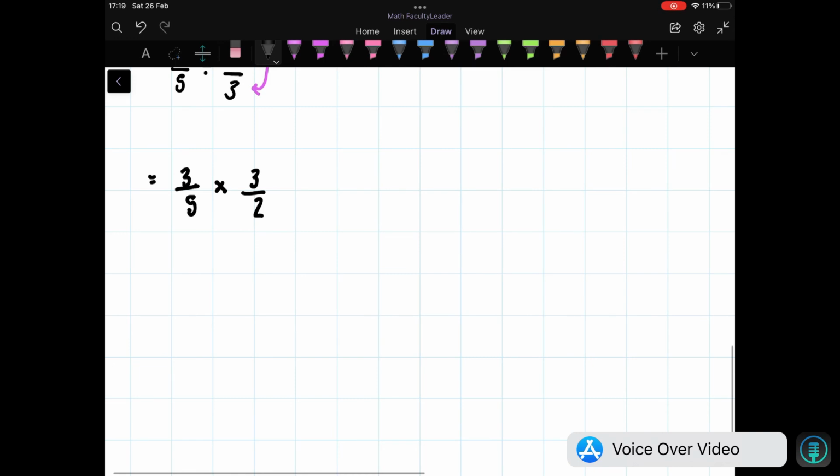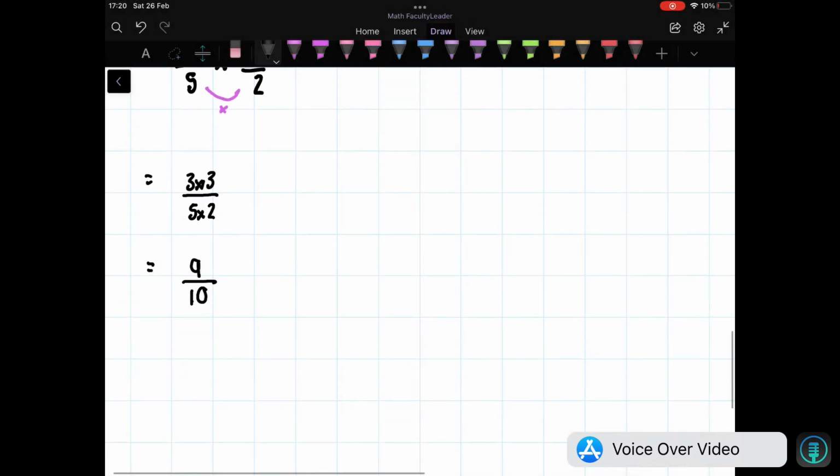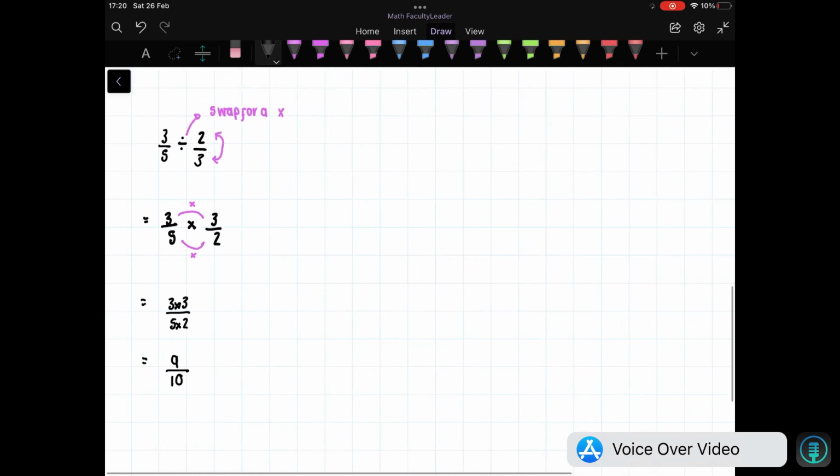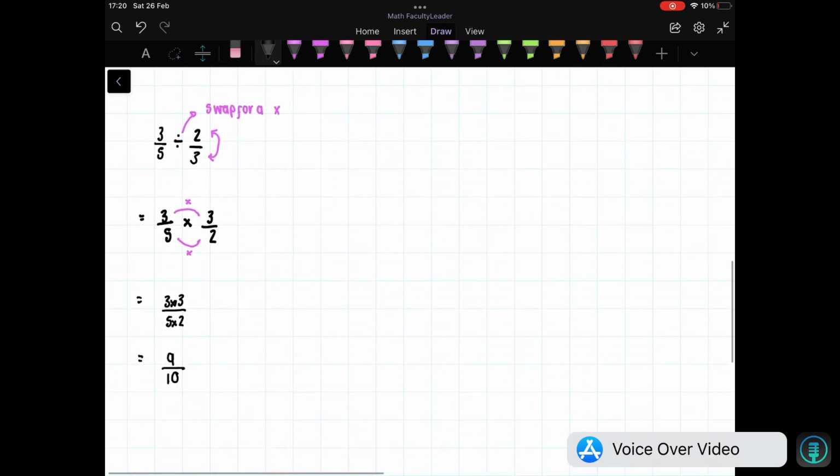Now we can simply multiply the fractions by multiplying the top two numbers together and multiplying the bottom two numbers together. This will give us 3 times 3 over 5 times 2. This gives us 9 over 10. Unlike the other two examples, this final answer cannot be simplified any further, so we shall leave it as 9 over 10.